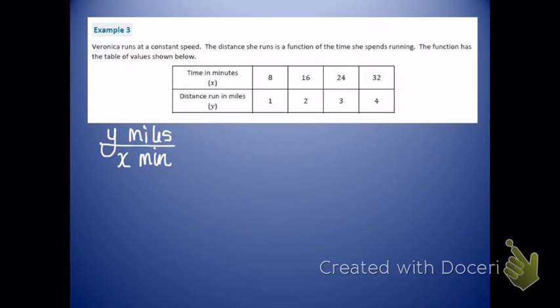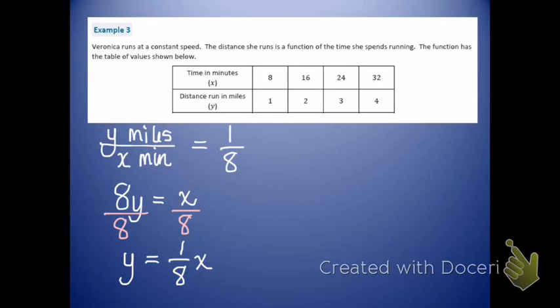if she goes y miles in x minutes, we have her going 1 mile in 8 minutes. And so she goes 1/8 of a mile per minute. Okay, so we can write the relationship 8y is equal to x times 1, dividing by 8, we see that y equals 1/8 x. Or we could have seen that the rate was 1/8 and gone directly to y equals 1/8 x.